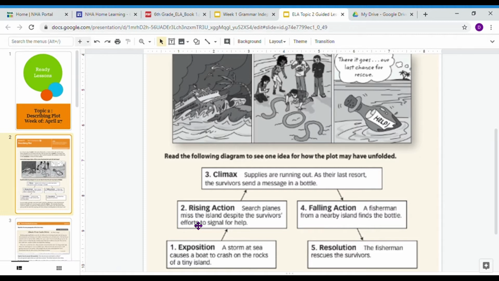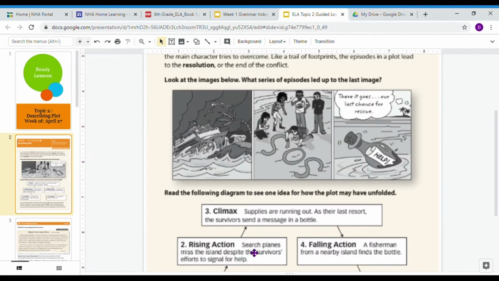and then kind of the problems start to increase, and then once we understand what the problem is, so in this case the search planes missed the island. We didn't quite see all of this. Maybe up here you can see some planes. They missed the island despite the survivors' efforts to signal for help. So right here is they're trying to signal a plane.